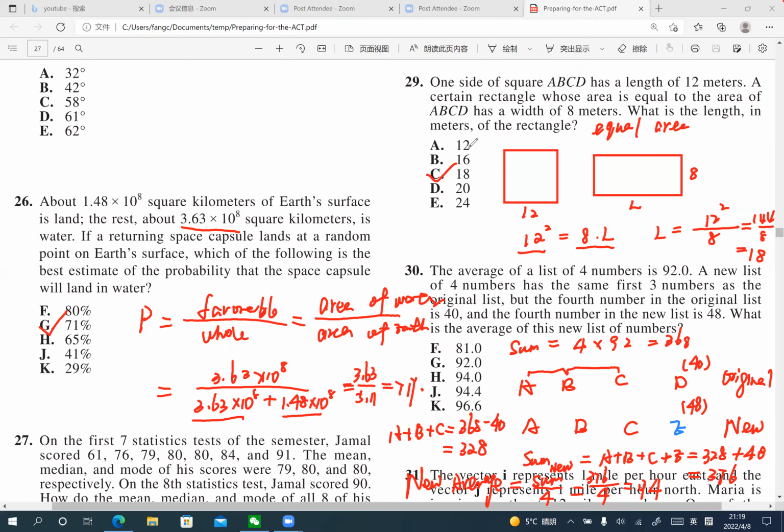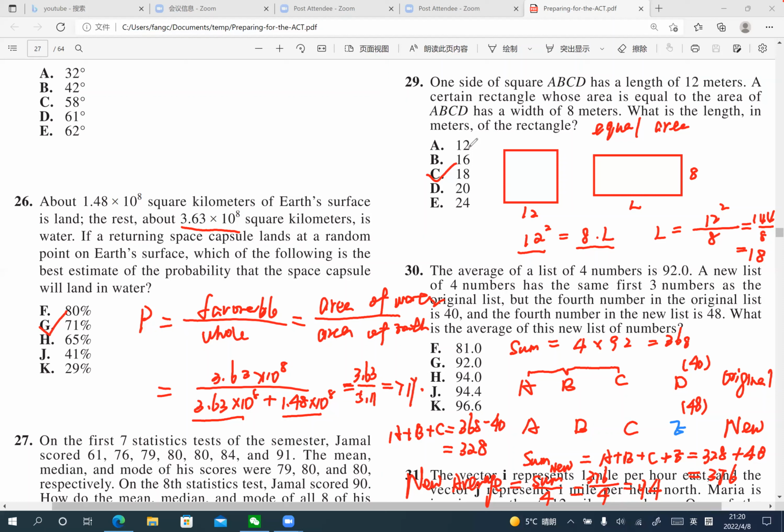Question 30. The average of a list of 4 numbers is 92. A new list of 4 numbers has the same first 3 numbers as the original list, but the fourth number in the original list is 40, and the fourth number in the new list is 48. What is the average of this new list of numbers?